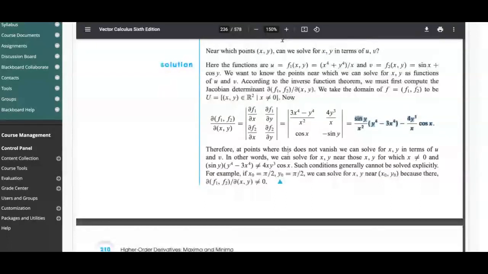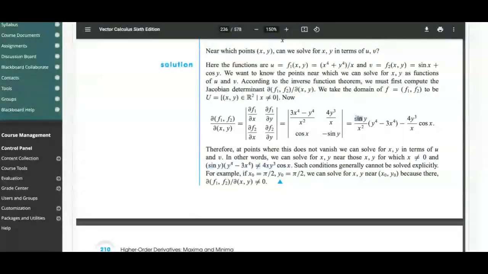At the points where this does not vanish, which means as long as it does not turn into 0, we can solve for x, y in terms of u and v. In other words, we can solve for x, y near those points for which x is not 0 and this doesn't equal this.